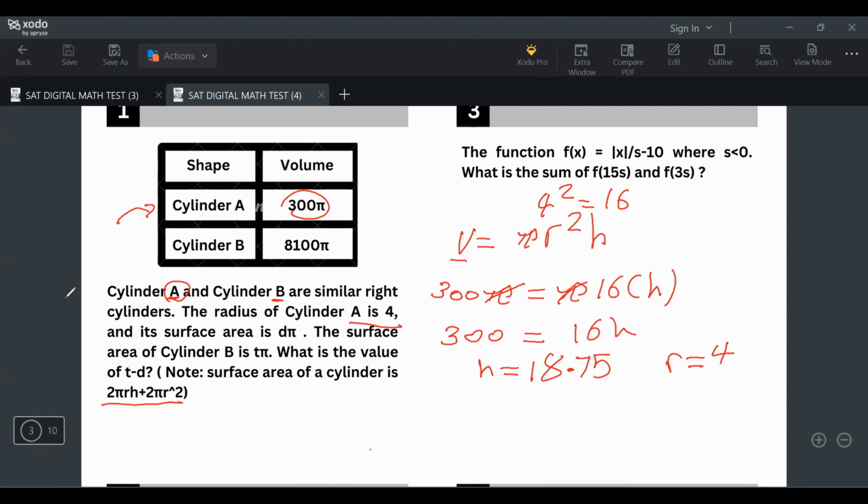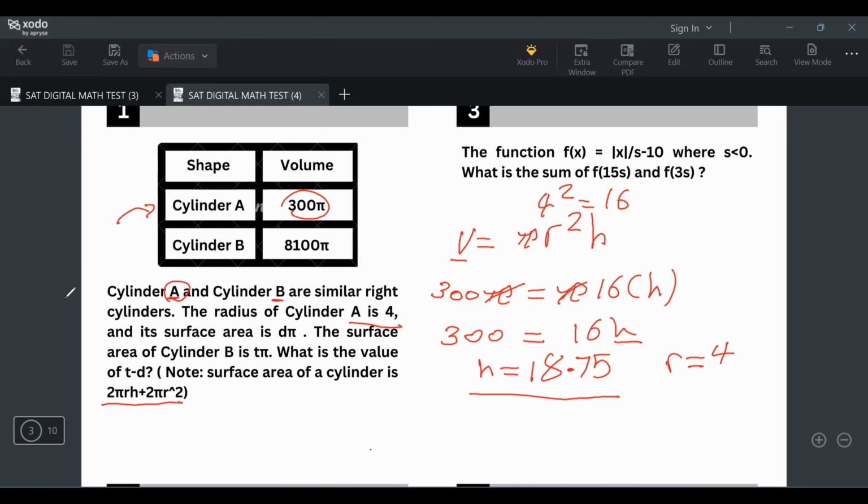Yes. I have a question. What is 75 here? That's the value of h. The value of h is equal to 18.75. But how did we find it? If we divide, we have 18 only. Now we will divide 300 by 16 to find the value of h. So it will be 18.75.